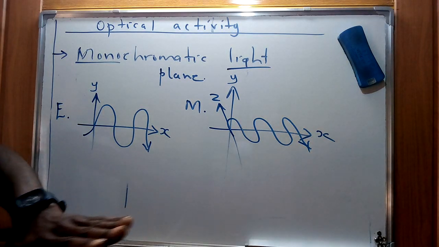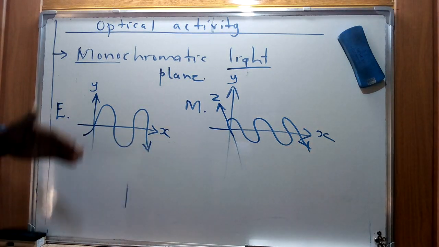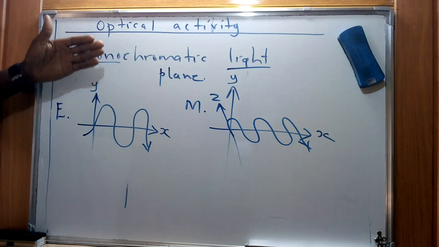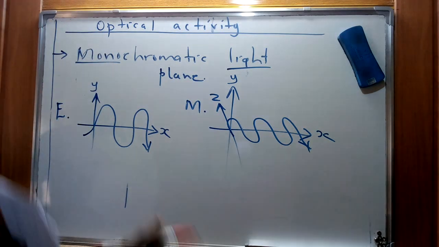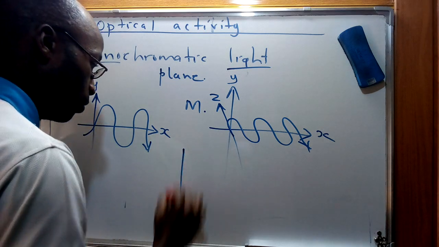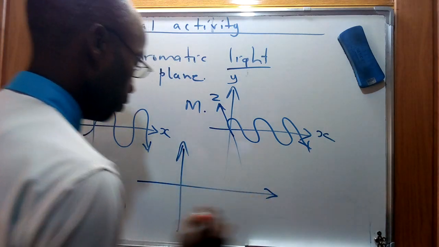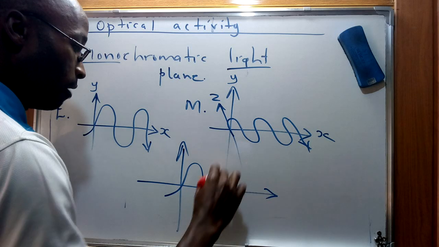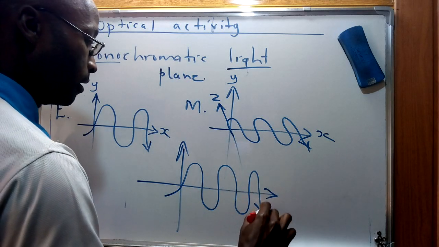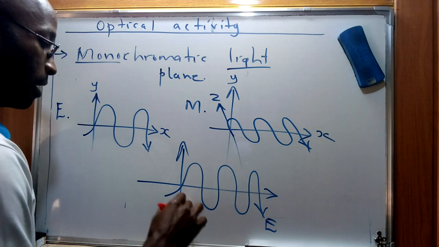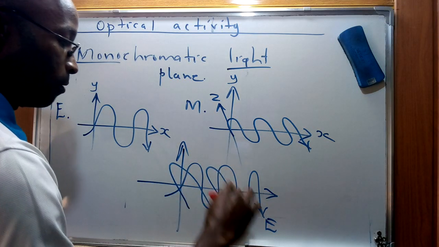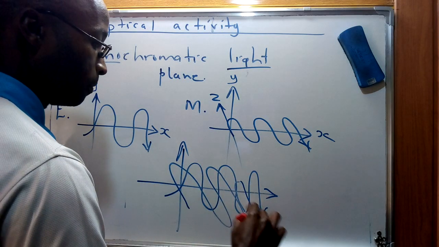So it is going to move in the plane that is going into the board, while the electric wave is going to move in the plane that is inside the board. So therefore, a combination of these two to form an electromagnetic wave is going to give us a product that has an electric wave moving in that direction, and a magnetic wave moving in that specific direction.